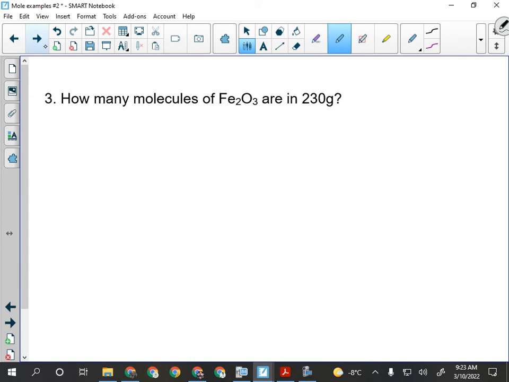So in number 3, we're going to have to use Avogadro's number. As soon as molecules or particles or atoms are mentioned, then we're going to need to use Avogadro's number, 6.02 times 10 to the 23. We're looking for the number of molecules.